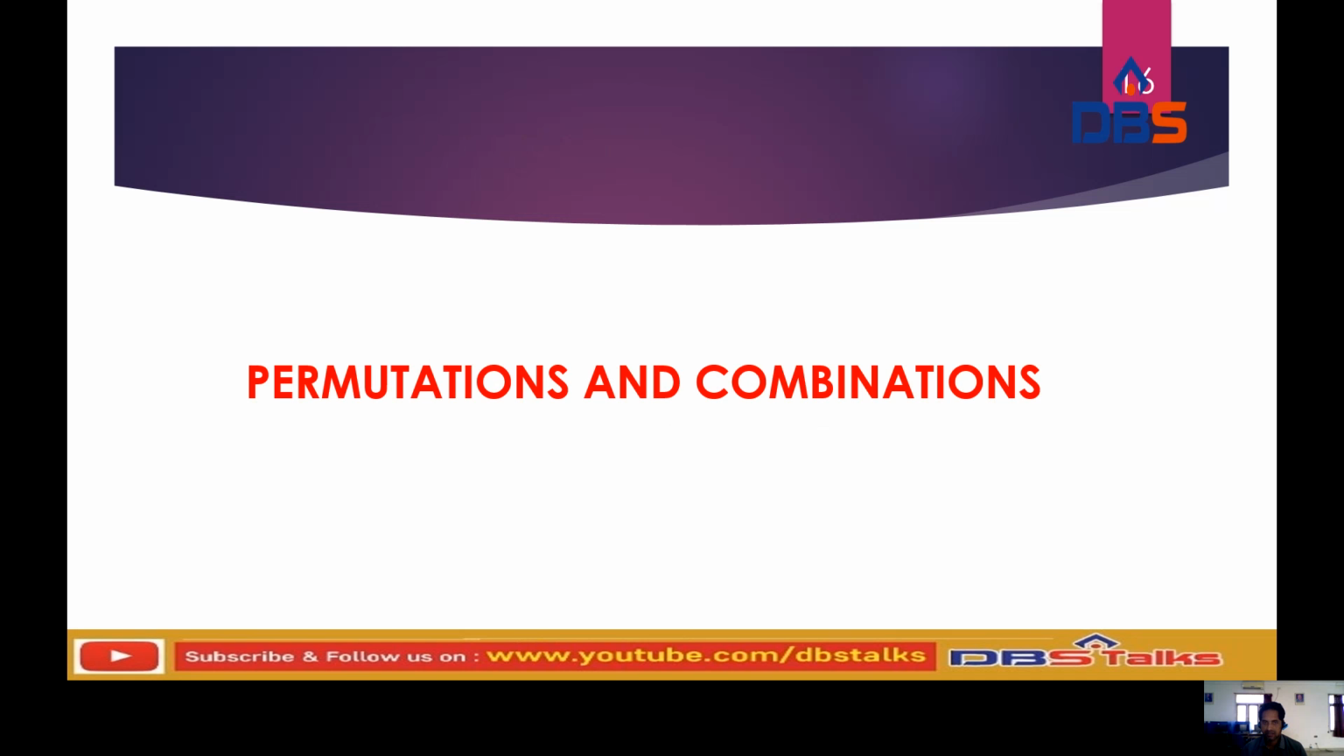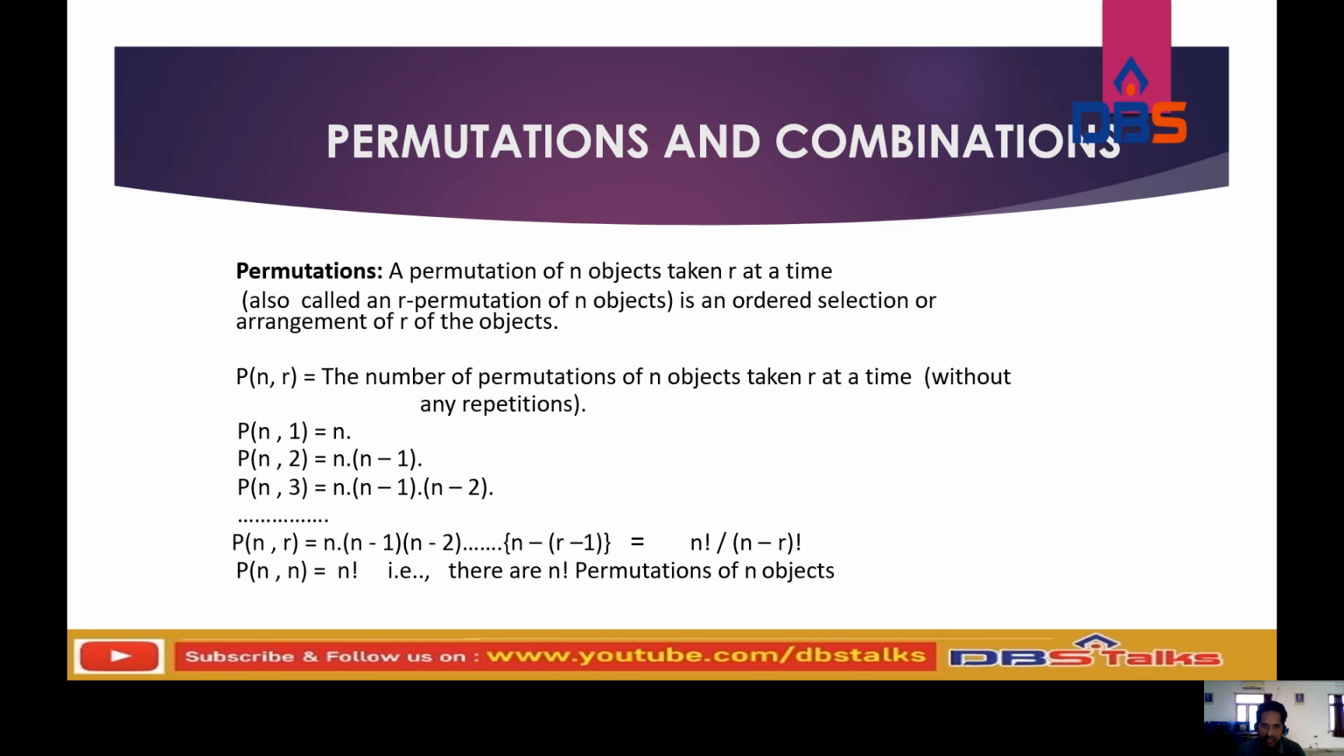Permutations and combinations. See, permutations. A permutation of n objects taken r at a time, also called an r-permutation of n objects, is an ordered selection or arrangement of r of the objects. Okay, so this is how we take n objects r at a time.